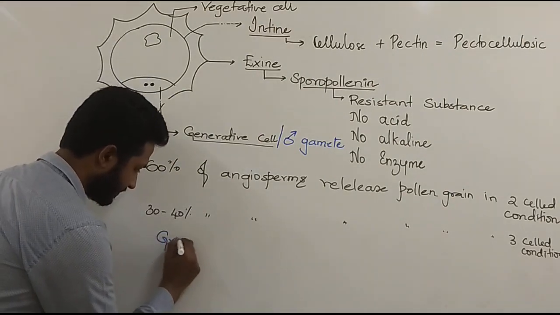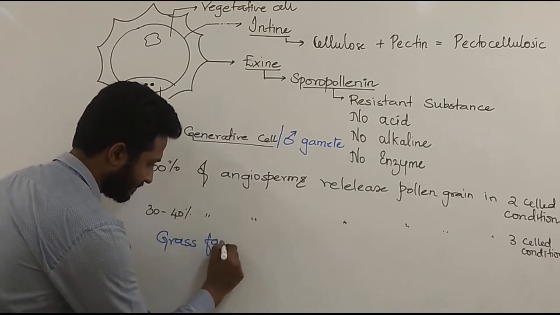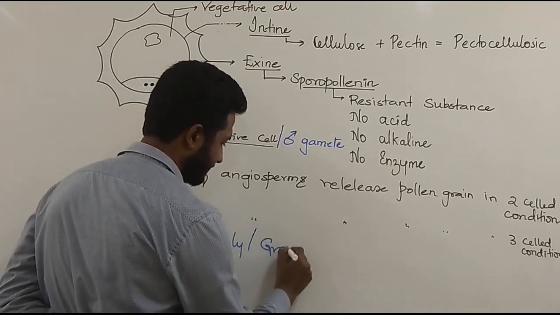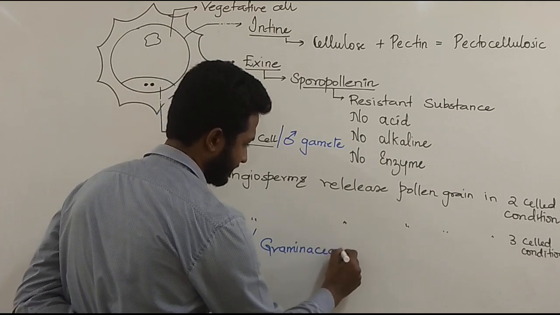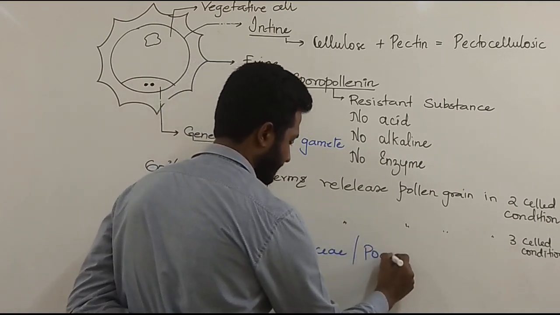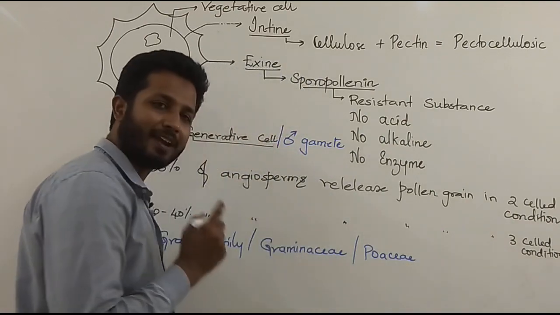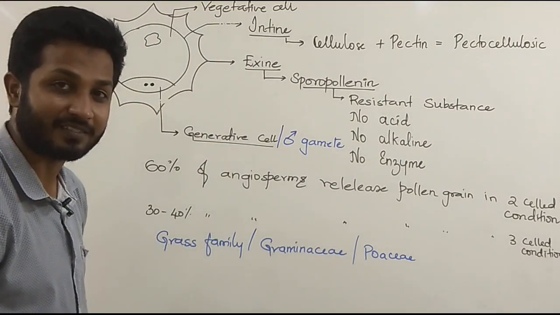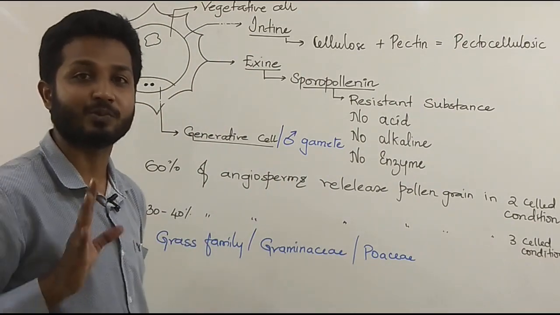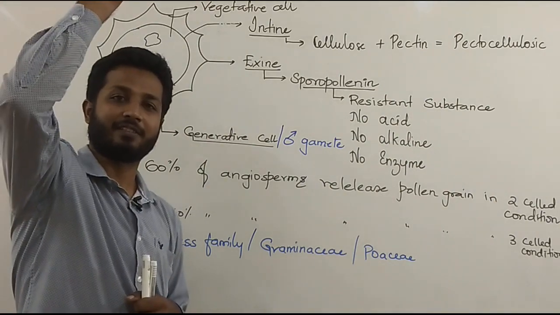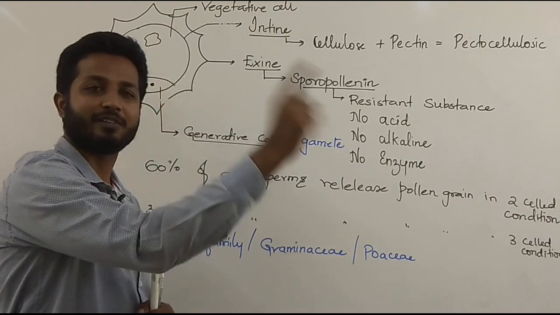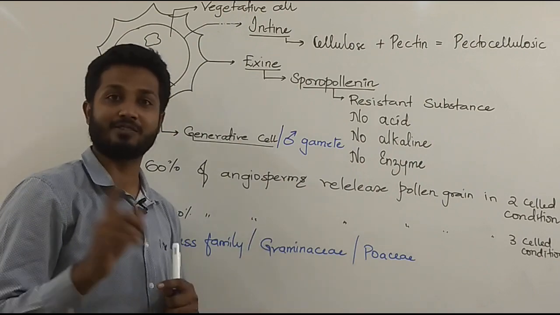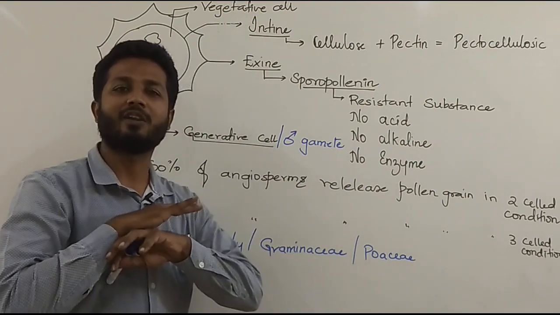One important need point which is specified in the textbook also is that there are some families like the grass family. What is the grass family known as? It is known as Graminaceae or Poaceae. In Graminaceae and Poaceae, the character is that pollen grain is released in three-celled condition. Whenever pollen grain is released in three-celled condition, it is an emergency ambulance situation. They put a siren on the ambulance and take this pollen grain and put it onto the stigma. Within 30 minutes, if pollen grain of the grass family does not fall onto the stigma, then this pollen grain will die.